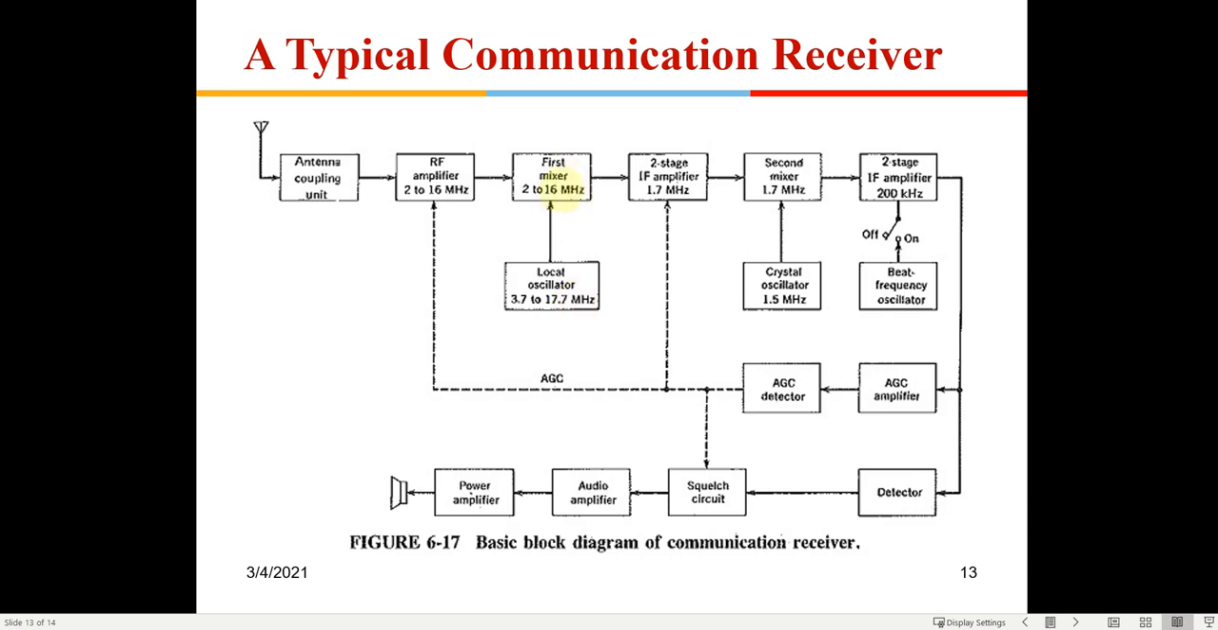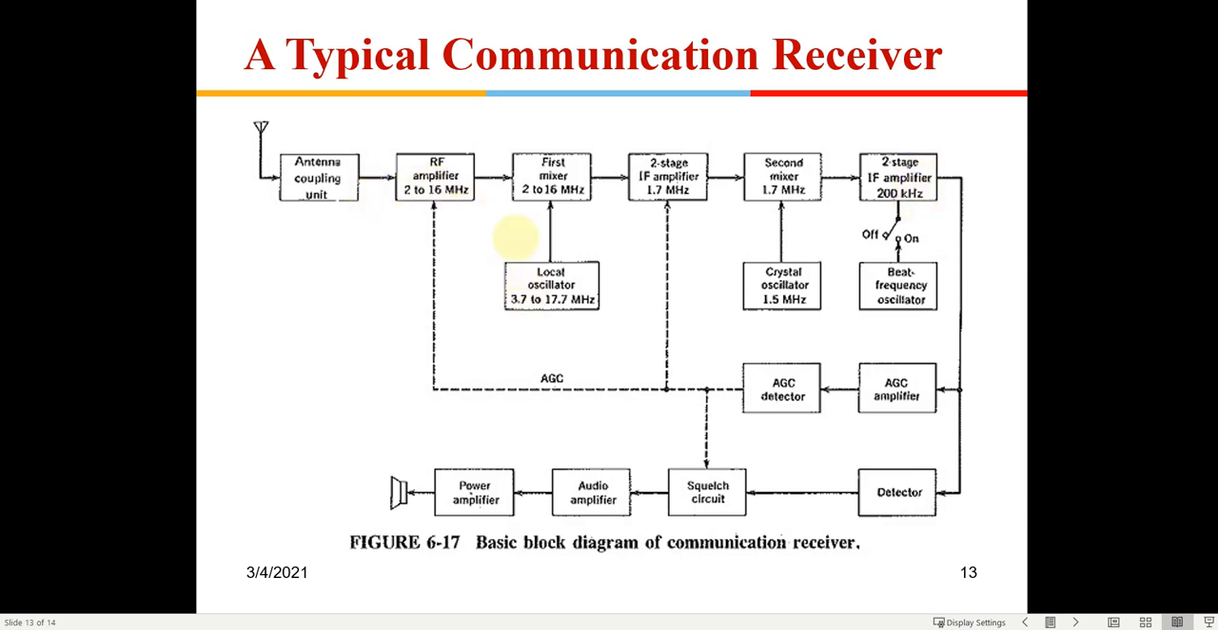So these two signals are going to be mixed here, and you have an IF amplifier at 1.7 megahertz. Then you have a 1.5 megahertz signal. This is the second local oscillator. Once you mix 1.5 and 1.7, you get 200 kilohertz. So 200 kilohertz is a very low frequency, so that will be able to remove all the adjacent channels.